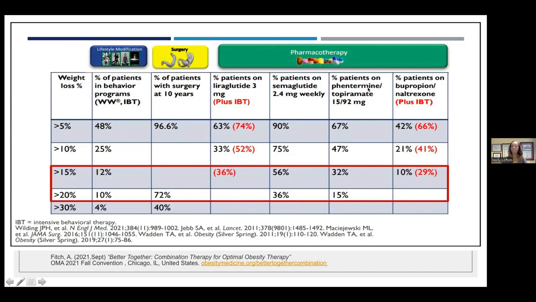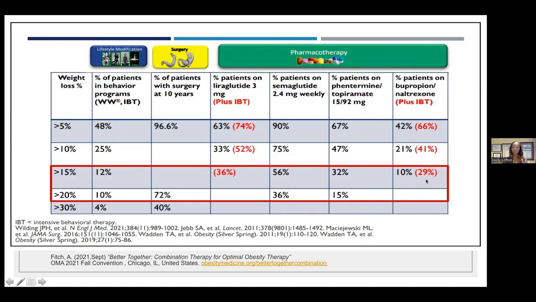When looking at phentermine topiramate, another oral medication for weight management, about 67% of patients are getting 5% weight loss. When we're looking at 20%, it's about 15%. And the other medication that's indicated for weight management is bupropion naltrexone. 5% weight loss is about 66%, and about 29% of patients will achieve 15% weight loss.